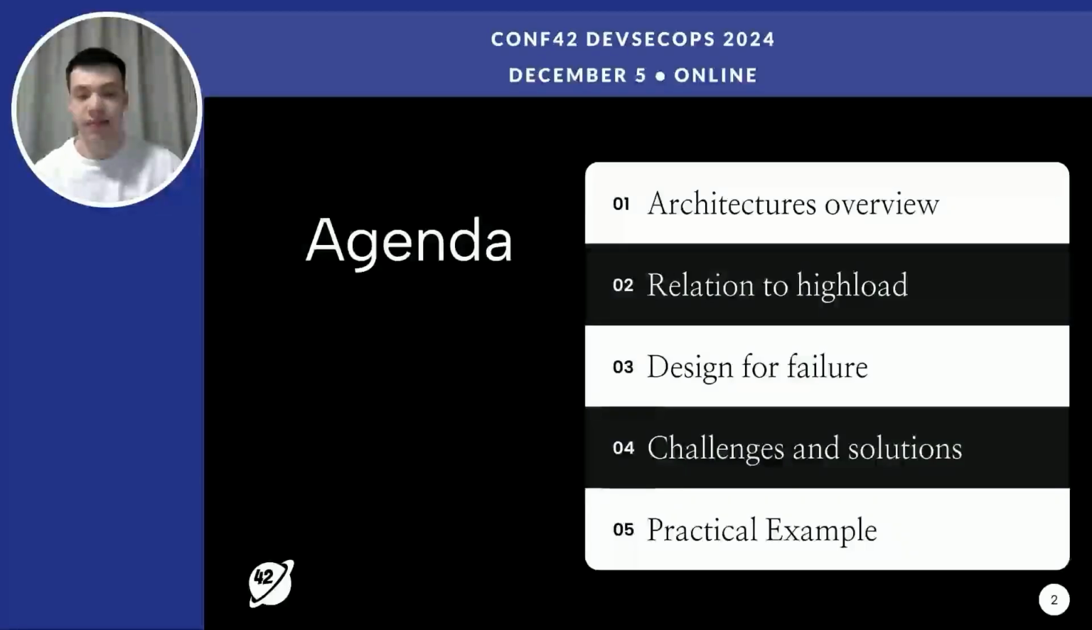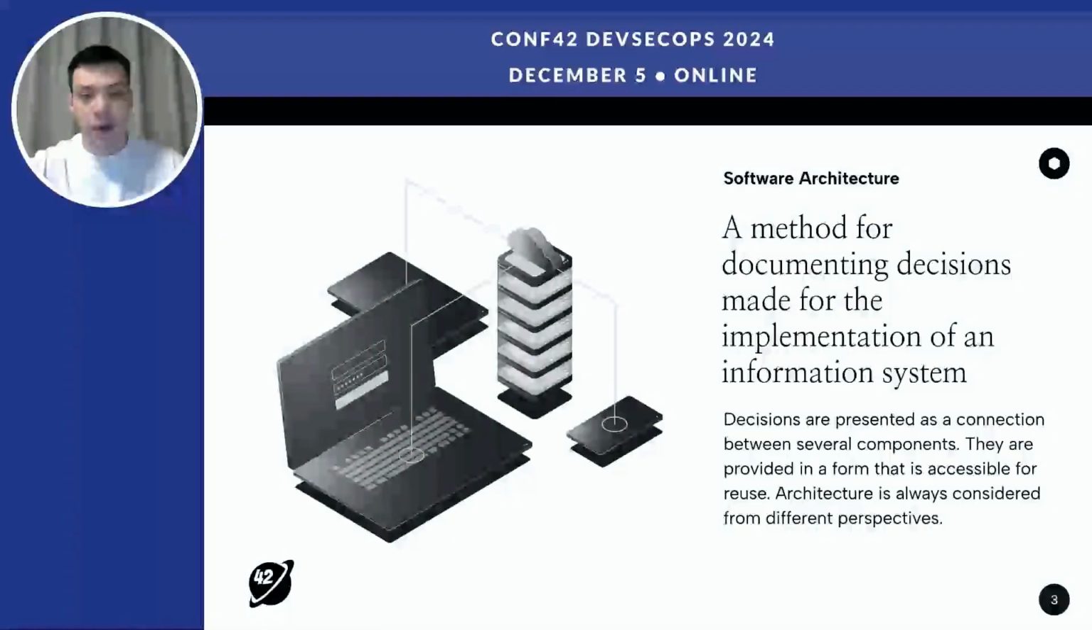The first thing is, what is a software architecture? You can go through many books and websites and find many different definitions for software architecture. But the one that I like to share with others and stick with me is it is a method for documenting decisions made for the implementation of an information system. Decisions are presented as a connection between several components.